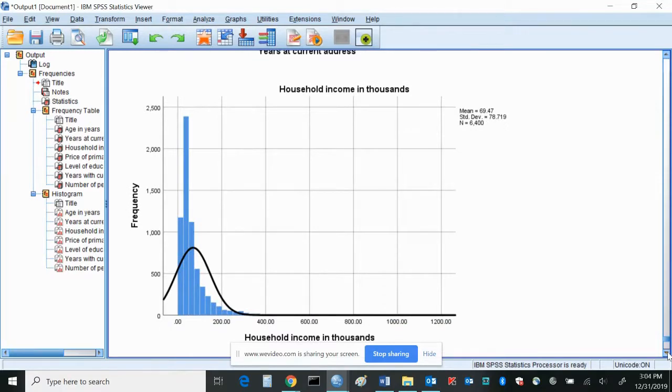Similarly, for household income in thousands, we see that the mean is 70,000, which is right here. This is always the point of the mean, the high point of the curve, and that this is extremely skewed down towards the lower end. There are just very few people who are making a large amount of money. It's barely even showing on this particular chart.